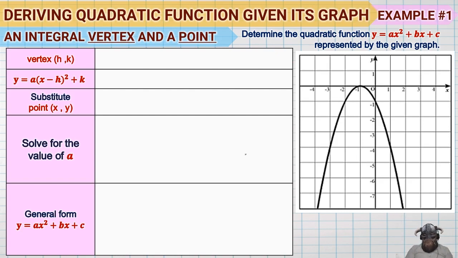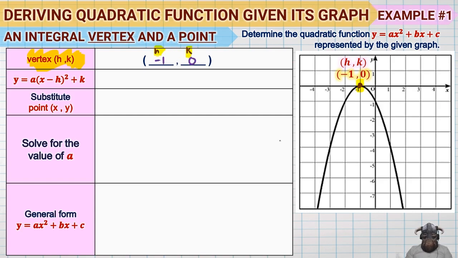Now, the first step is for us to identify the vertex h, k. So all we need to do is to identify the highest point since our parabola is opening downward. So andito siya sa point na yan. We'll name that vertex as negative 1, 0, or the point negative 1, 0. So lagay lang natin siya dito sa ating table of the steps. So let's write the vertex h, k as negative 1, 0.